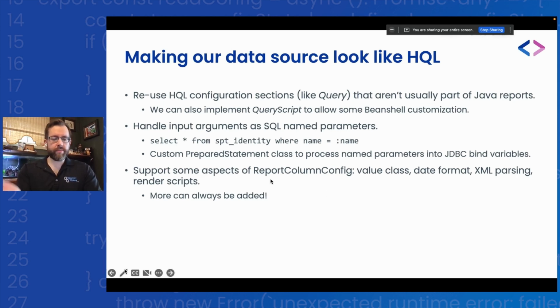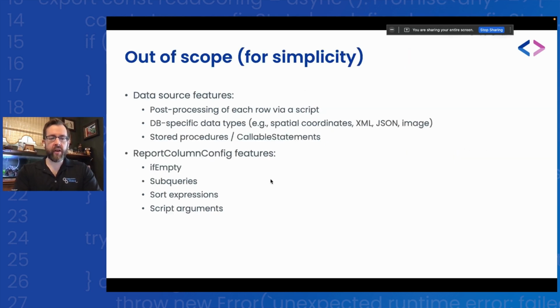And then we'll do some report column config output stuff. So value class translations, date formats, XML parsing, rendering scripts with BeanShell. You can always go back and add more later. It's pretty easy to do.